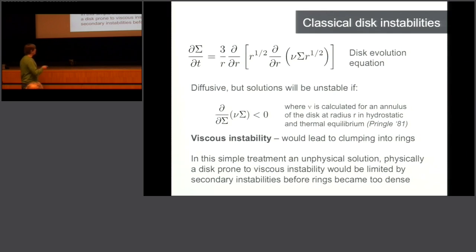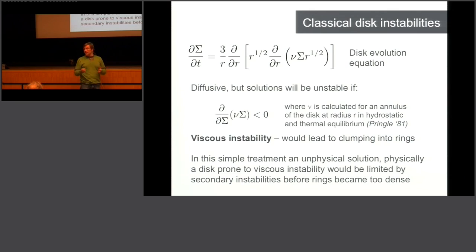Okay? And so the condition for that to happen is that if you consider the disk at some particular radius and calculate the equilibrium structure of the disk at that radius, assuming hydrostatic and thermal equilibrium, and you get a situation where the differential of nu times sigma is less than 0, then you end up in a situation where a ring of material, or perhaps an annulus of material, doesn't spread out in the way we showed before, but instead tends to clump up into narrower and narrower rings separated by regions of vacuum. Okay? So that's described as a viscous instability. And if you let that go, it would lead to clumping of the disk into rings.